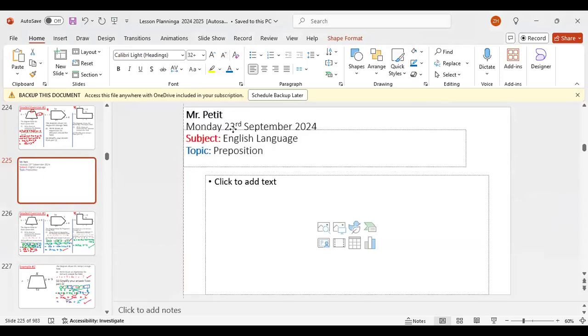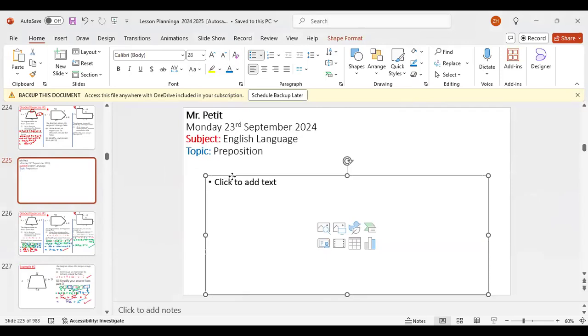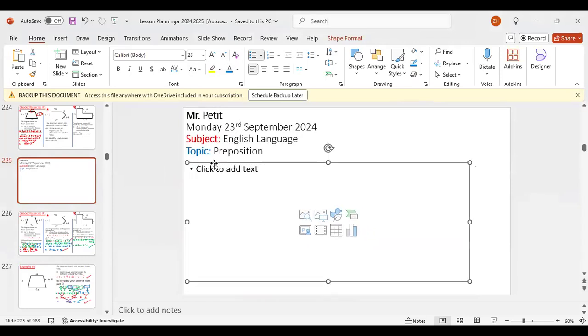All right, so we're going to be looking at prepositions. Can I use the bathroom, please? Yes, you can. Okay, so let's go ahead and look at prepositions. How many people have ever heard about prepositions? I'm sure you've heard about it before. At least I have.